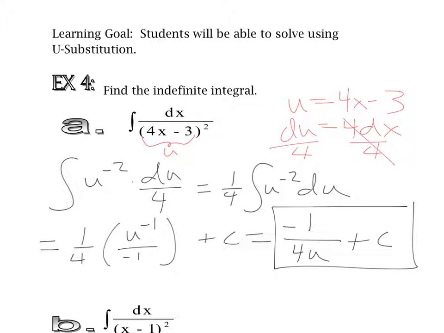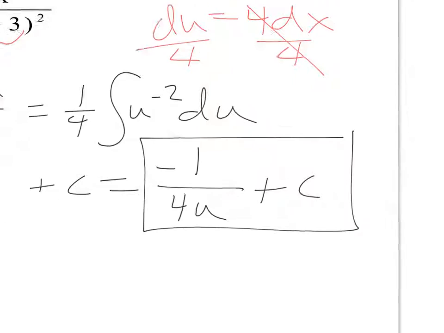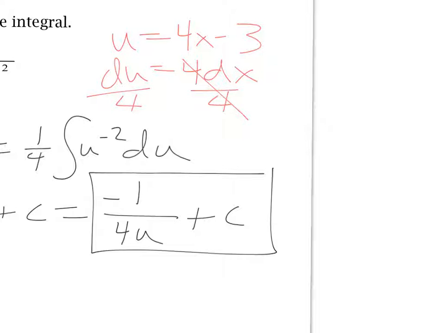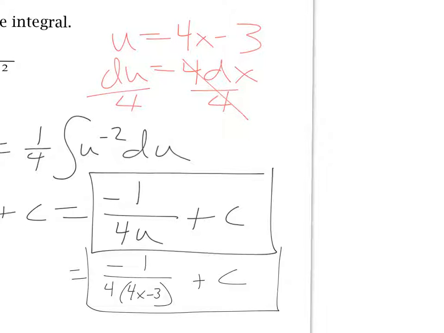Now, again, we don't want this in terms of u, we want this in terms of x. So we're going to plug our u back in that we see up here at 4x minus 3. So this thing actually should equal negative 1 over 4 times 4x minus 3 plus c. So actually that is the answer we're looking for.